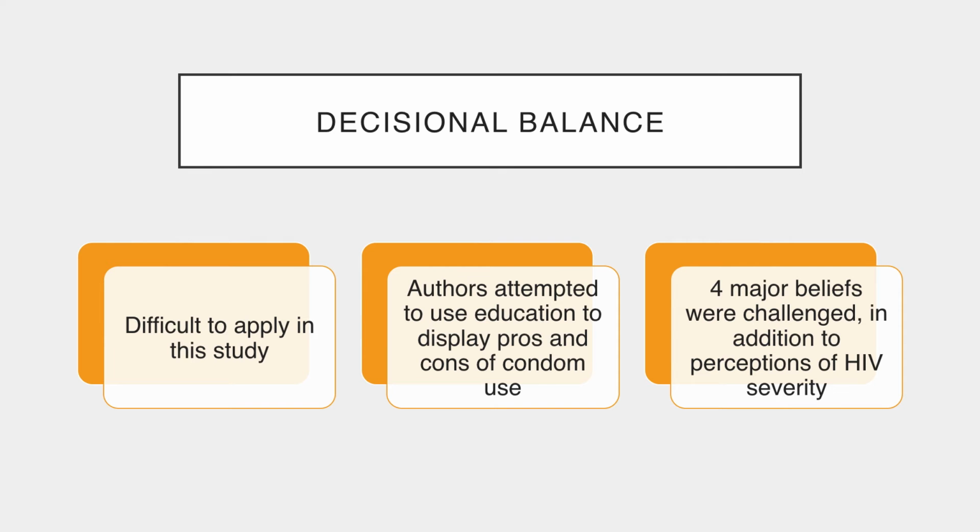Next is decisional balance. Again, I found it really difficult to find where this study actively used this construct. The authors identified 4 beliefs that they targeted in the education materials that they provided to the people, like in the street plays. So, by changing the participants' views of these beliefs, the authors sought to change their viewpoint on the pros of condom use. Additionally, they tried to change the participants' viewpoint regarding the severity of HIV, which would be the cons of not using condoms. In theory, those that started to use condoms more consistently started to see the benefits of such a behavior change.